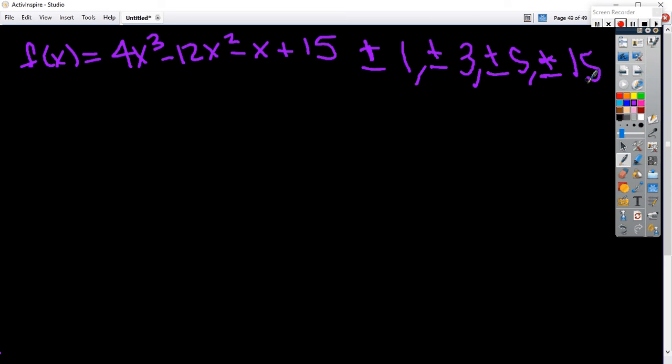Y'all let me know if I miss anything. Now the multiples of 4 are 1, 2, 4. Did I miss anything? We're going to go through and we're going to divide. So it's going to be plus minus 1.